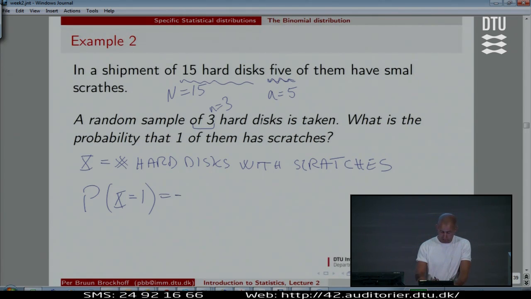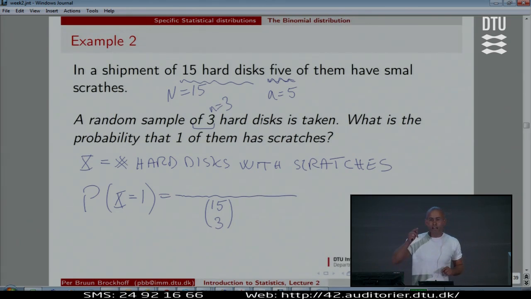Well, I have to count, first of all, how many different possible samples of 3 can I take out of 15, right? How many 3 groups out of 15 are there if I take them at random? How many different are there? Well, we had a name for this. This was 3 out of 15. I'm lacking an English word here. The code for a number.